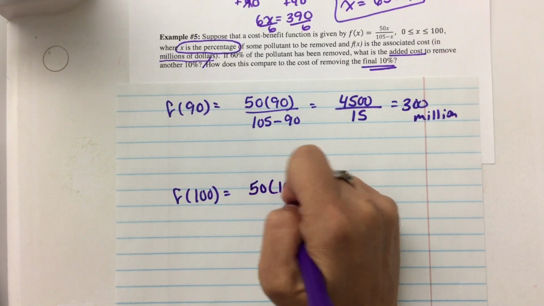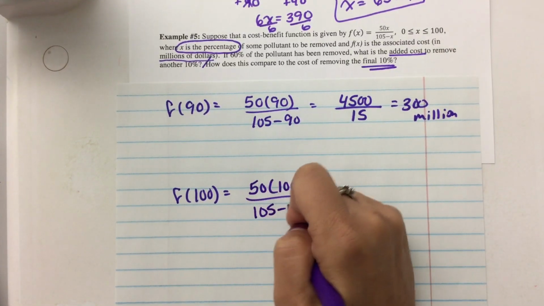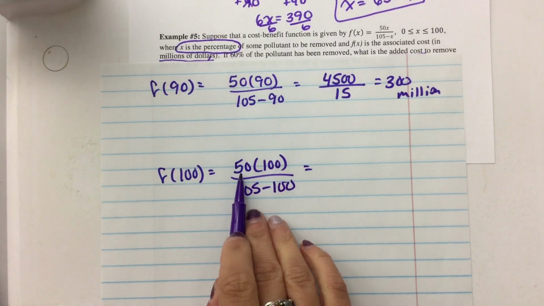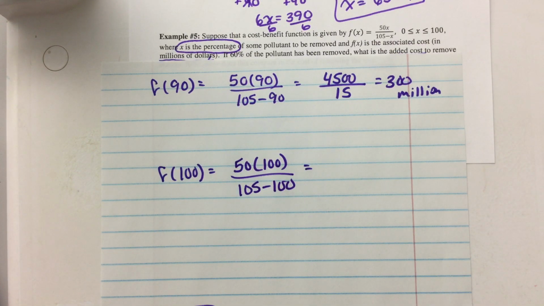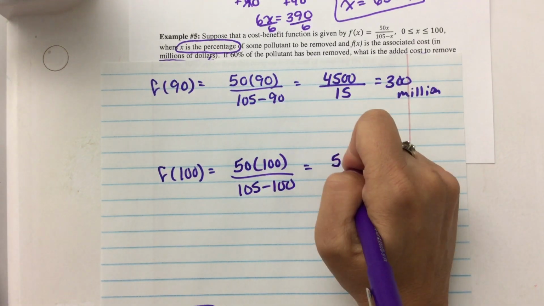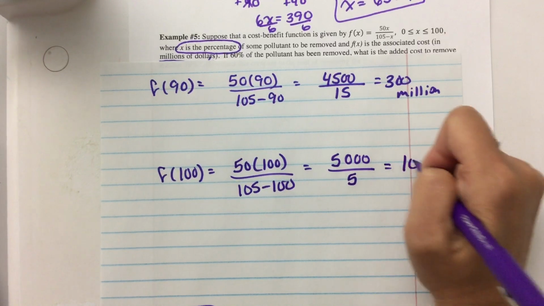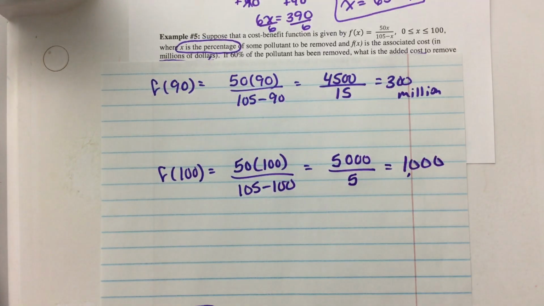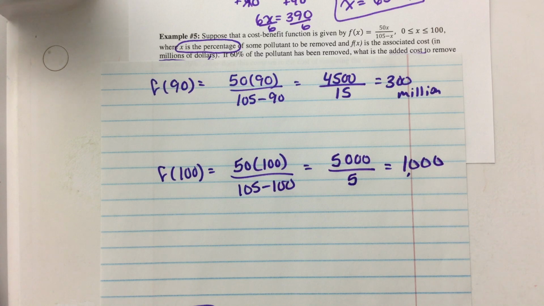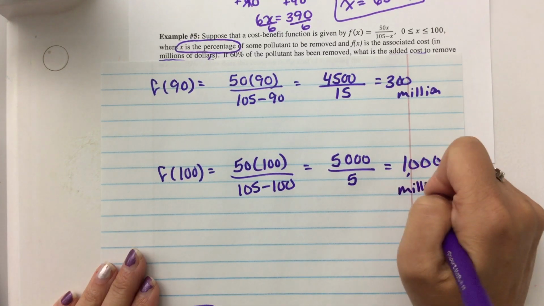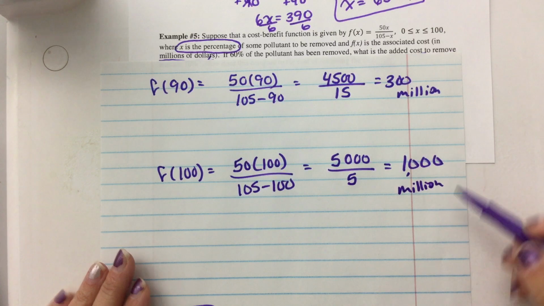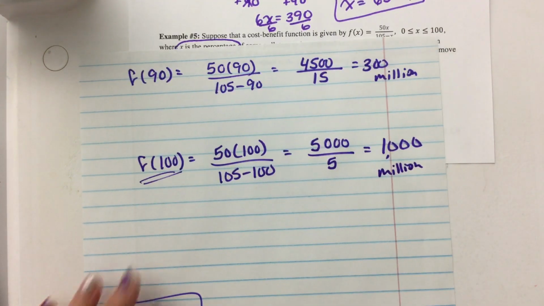So 50 times 100, 105 minus 100. 50 times 100, you guys, we're up to 5,000 here. 105 minus 100 is 5. So we have 1,000 million, or that's the same as 1 billion. I'm keeping it in million because I'm not done, okay? So, but here's the crazy thing. If you are removing 100% of a pollutant for whatever this area is that they're talking about, it's going to cost you $1 billion. That's insane, okay?